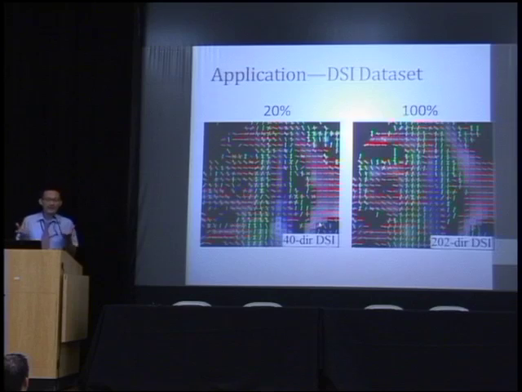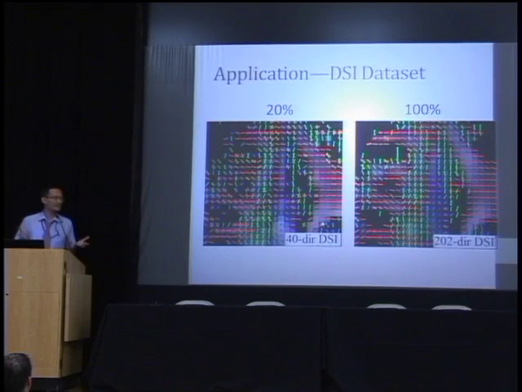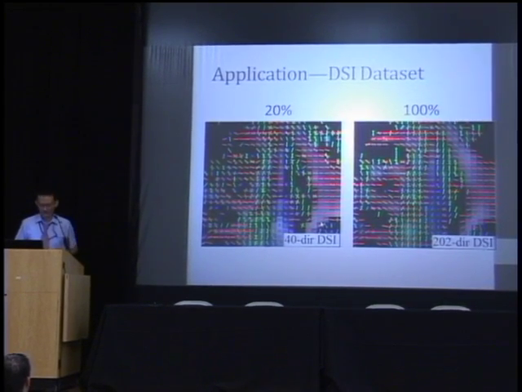And this has a huge benefit for clinical study because, like on a 1 hour DSI scan, now we can possibly reduce it to 10 to 15 minutes and still get quite decent fiber orientation.